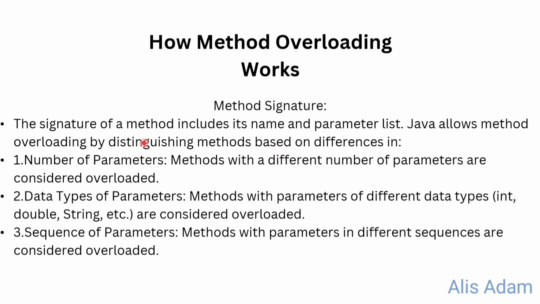Next, it has some specific rules about how method overloading works. Mainly, you consider that the number of parameters is different, the data types are different, and the sequence of parameters is different. When we pass arguments to the method, they differ from the parameters in number and type. These are the three main differences in method overloading. When we use this concept, method overloading is done.